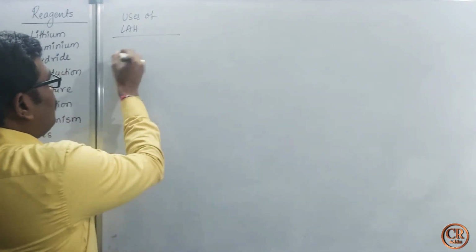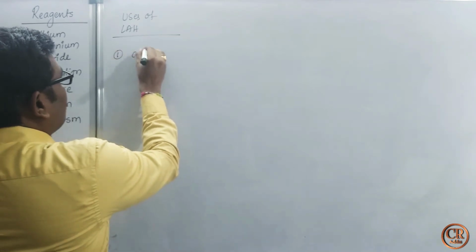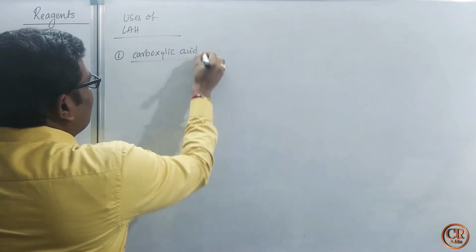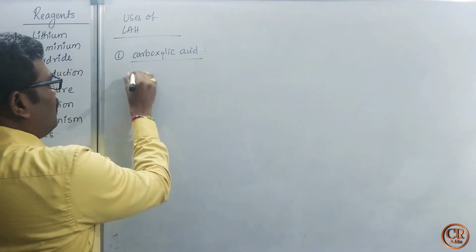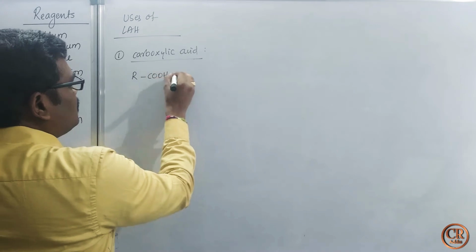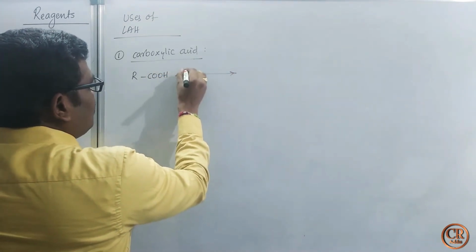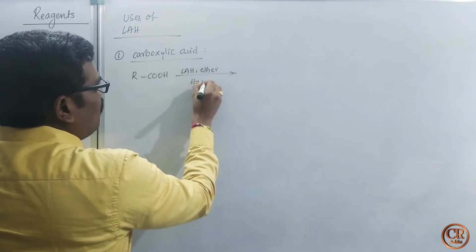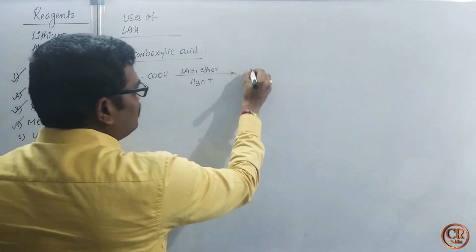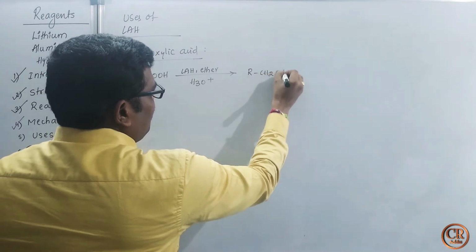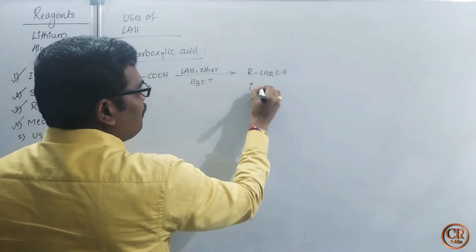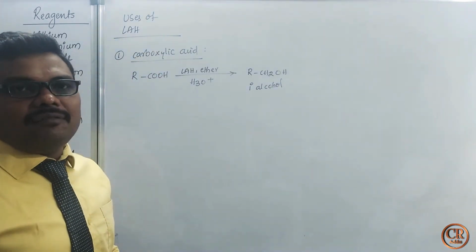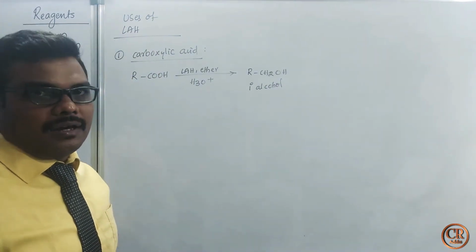See, the first one is carboxylic acid. The carboxylic acid general formula is RCOOH. When it reacts with lithium aluminium hydride in ether followed by acid hydrolysis, it gives alcohol. This is a primary alcohol. So carboxylic acid always gives primary alcohol.